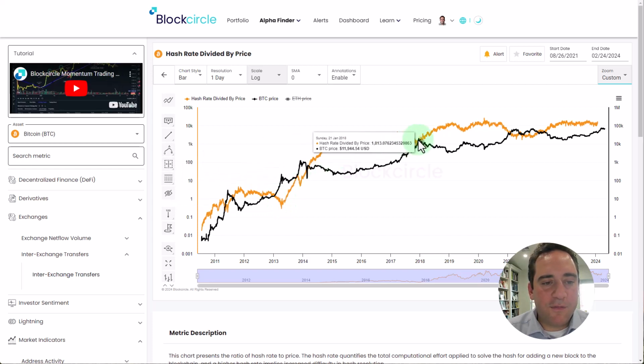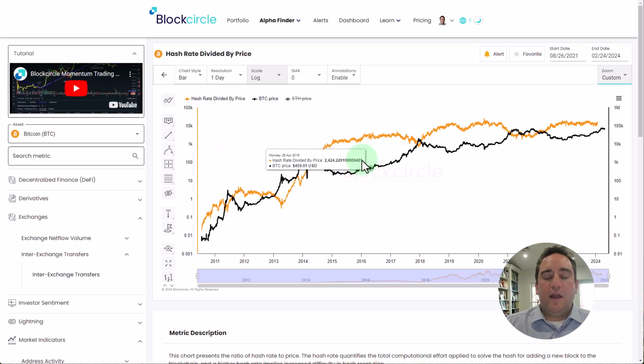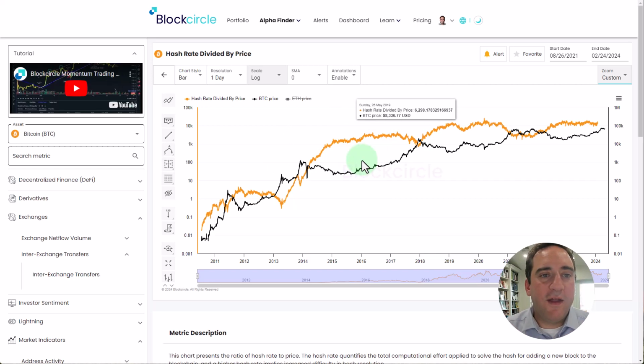And anytime that you see that the hash rate divided by price is considerably higher than it has been in the past, that could potentially be signifying a market bottom, right? The hash rate is how much computing power is being dedicated to that network. And if you're tracking it relative to price, then think of it as the level of security relative to the actual market price. And whenever there's a massive disparity, that could be a good buying or selling opportunity.